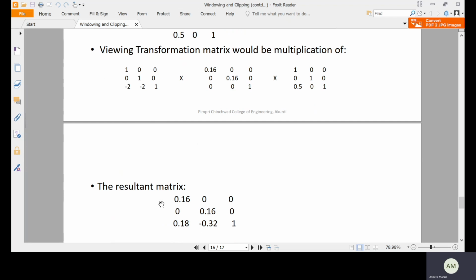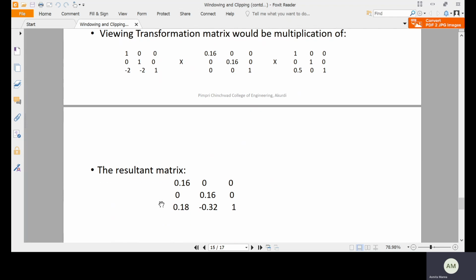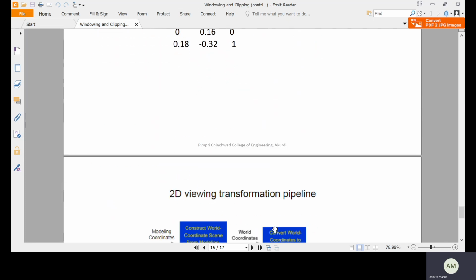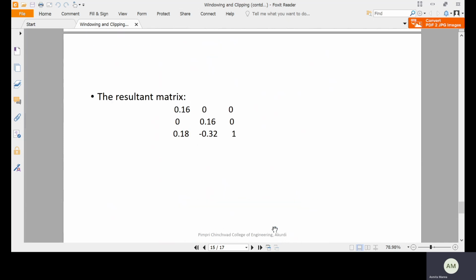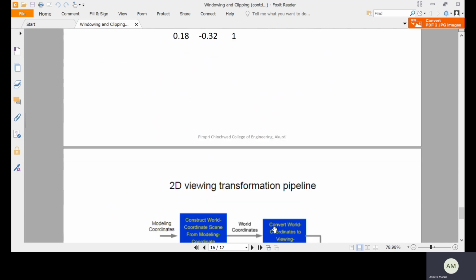Okay. So, after performing the matrix multiplication, we will get the resultant matrix like this: 0.16, 0, 0, 0, 0.16, 0, 0.18, minus 0.32, 1. Okay, so this is the resultant matrix. So that is all about two-dimensional viewing transformation.